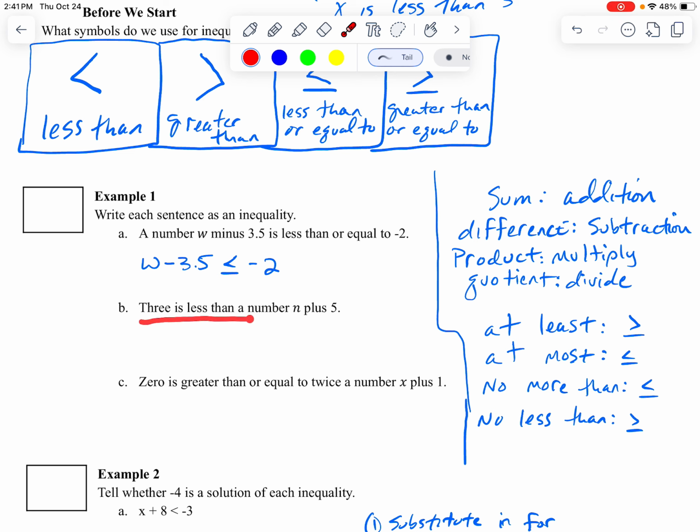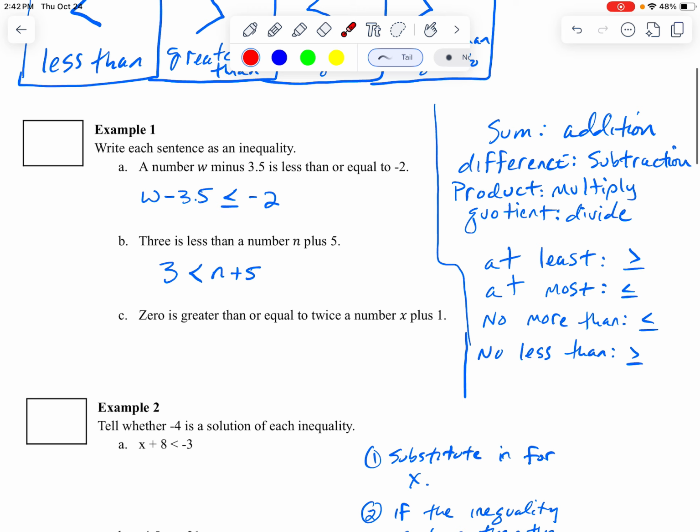Moving on to the next one: 3 is less than a number n plus 5. This wording might seem a little weird, but if we just go bit by bit, 3 is less than a number n plus 5. And again, this could be worded as the sum of n and 5. That might be another way that a problem like this could be worded.